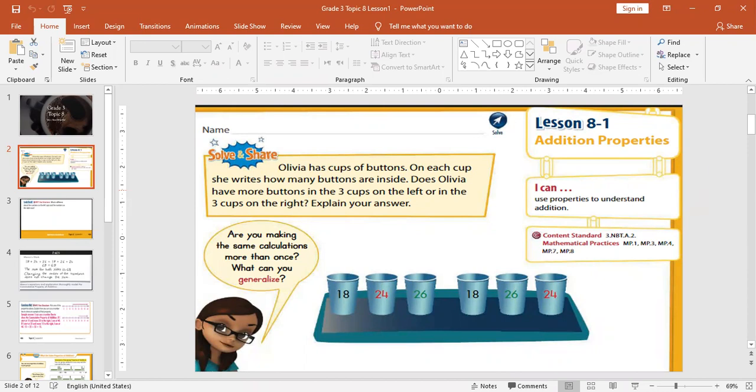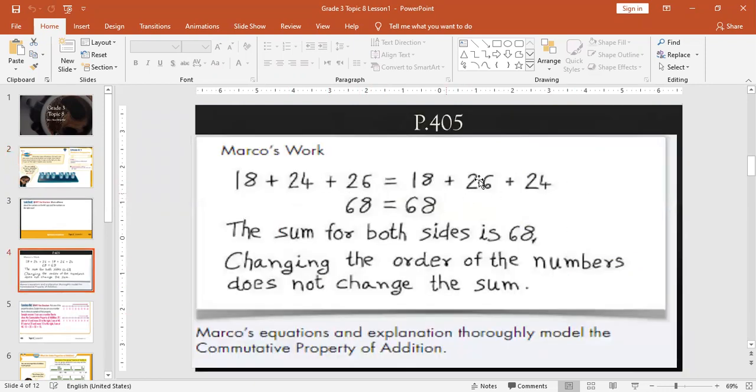Explain your answer. So what we have done is that we took this side, which has 18, 24, 26 in the left side, and in the right side 18, 26 and 24, and we added them together, and we see here that each side has the same amount. 18 plus 24 plus 26 equals 68, and here 18 plus 26 plus 24 equals 68. The sum for both sides is 68. So this is a very important example I want you to know and study.